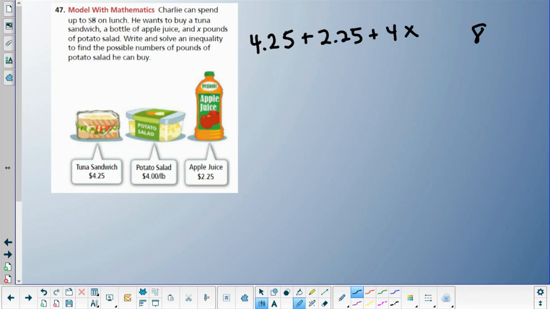Now, thinking logically, you can't spend more money than what you have. So that means that his total for lunch, which is on the left, has to be less than or equal to $8. Okay, we don't want that to go any further over $8, but it could be exactly $8. That would make sense. So if we combine like terms, 4 and 2 is 6. 25 and 25 is 50, so $6.50.